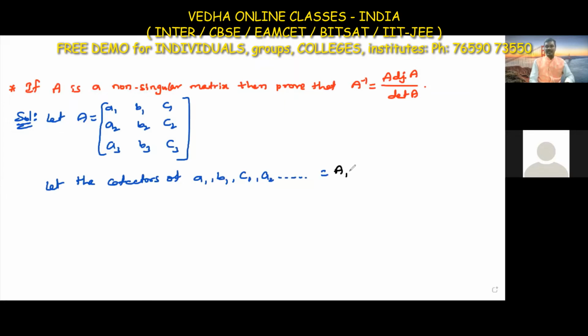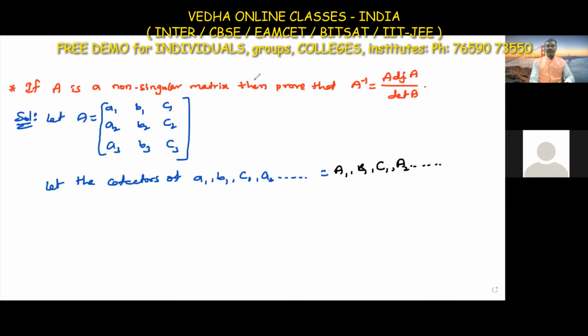That means capital A1 is the cofactor of small a1, capital B1 the cofactor of small b1, capital C1 the cofactor of small c1, capital A2 the cofactor of small a2 and so on like that. Small letters' cofactors are capital letters. So now, what he is asking to prove is A inverse is equal to adjoint A by det A.